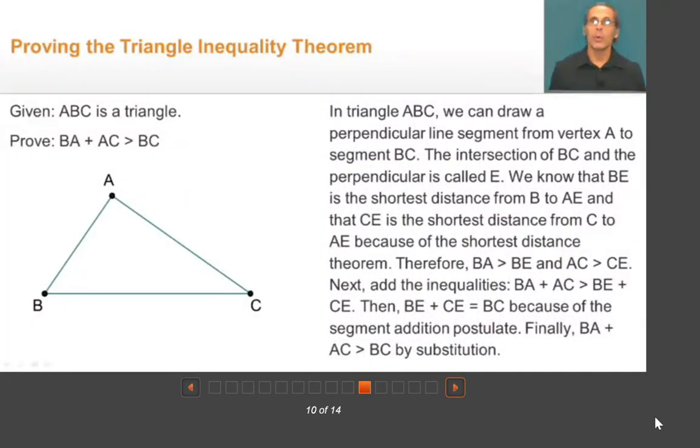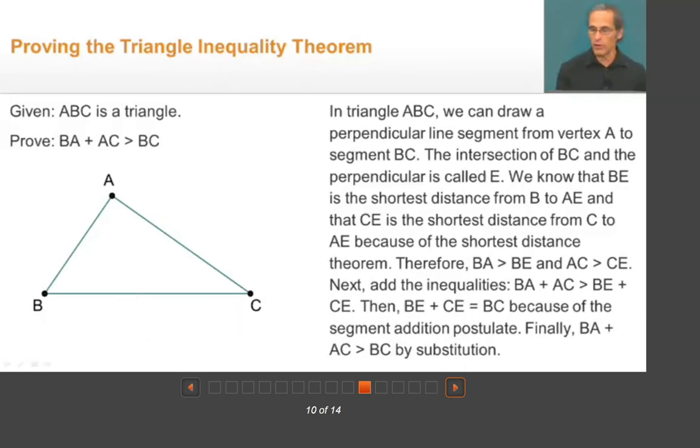Given a triangle, what we want to prove is that the sum of the lengths of any two legs is greater than the third leg of the triangle. Given triangle ABC, I want to prove that if I sum up lengths AB and AC, that'll be longer than the length of the third side, BC. Now, how do I do this?